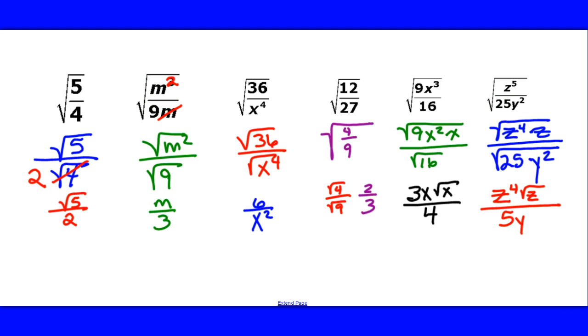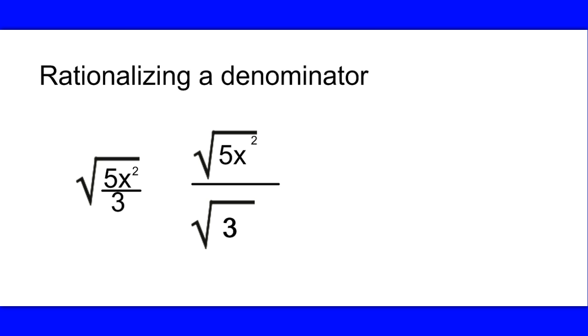Okay, now the last little thing that you're going to run into is what happens when you can't get rid of the square root on the denominator. So here is the square root of 5x squared divided by 3. So I'm going to break it apart, and I realize that the only thing I can take a square root of at this point is the x squared, and that's going to come out as an x. So I'm left with a radical 5 over a radical 3.